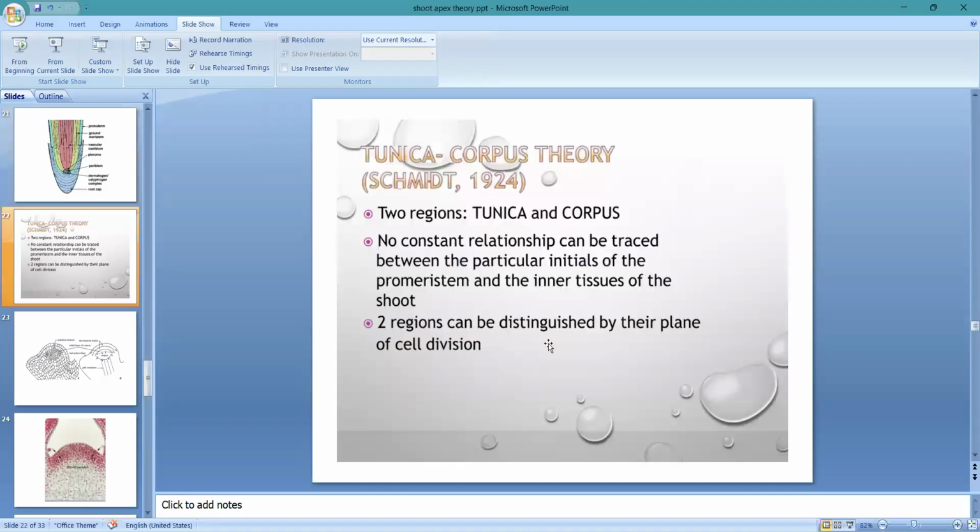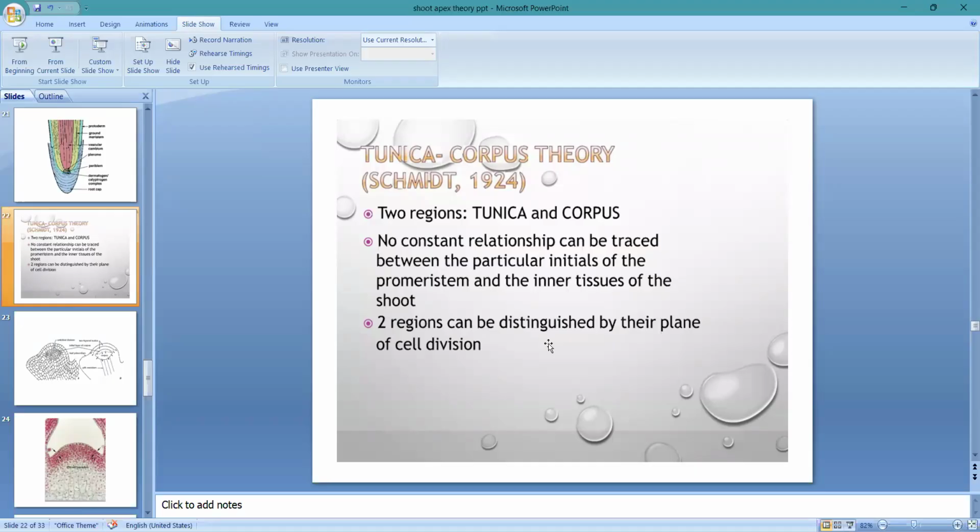And next, coming to the tunica corpus theory. It's very important. The scientist's name and year you have to note down. This theory was proposed by Schmidt in the year 1924 to explain the organization of the shoot apex. According to this theory, two distinct zones of tissues occur at the extreme tip of the stem. The peripheral zone, tunica, consists of one or more layers of regularly arranged cells. The central core of cells covered by the tunica is termed the corpus. Okay, two regions are there, tunica and corpus.